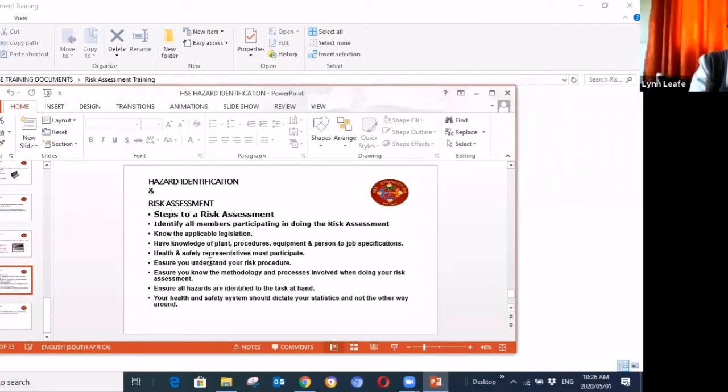Steps to a risk assessment. Identify all members participating in doing the risk assessment. Know the applicable legislation. Have knowledge of plant procedures, equipment, and person-to-job specs. Health and safety reps must participate. Ensure you understand your risk procedure. Ensure you know the methodology and processes involved when doing your risk assessment. Ensure all hazards are identified to the task at hand. Your health and safety system should indicate your stats and not the other way around.